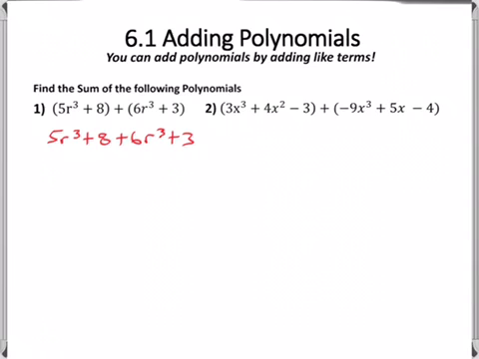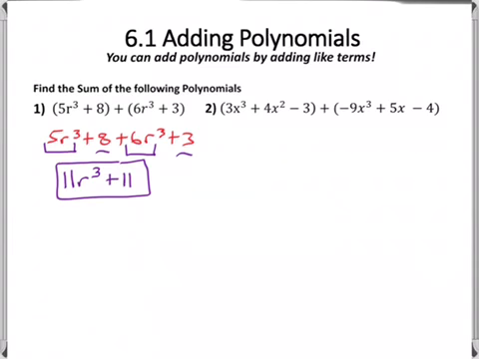So in this problem, we have like terms with the 5r cubed and the 6r cubed. So we take 5 plus 6, which is 11r cubed. Then we have like terms for the 8 and the 3, and we add those together and we get 11. So our final answer here is 11r cubed plus 11.